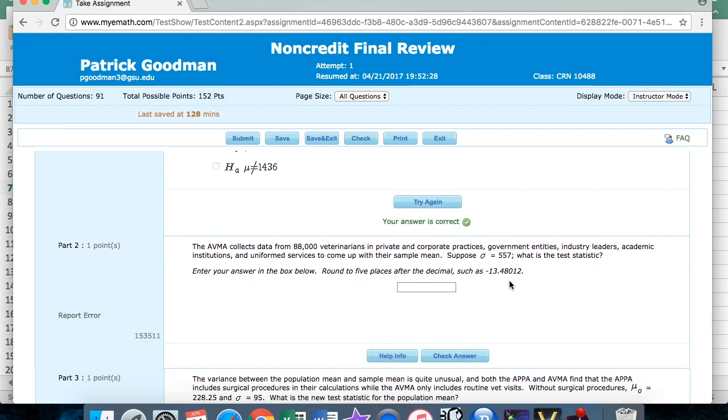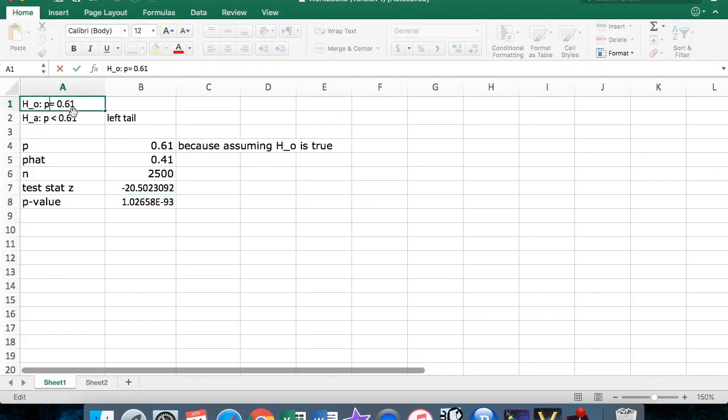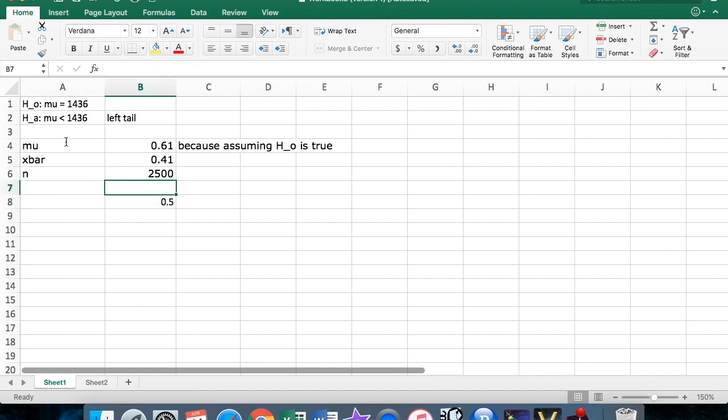So this would be my two hypotheses. Okay? So now we're going to find the test statistic. They give us our population standard deviation, so let's go back to this. So now it's a mean problem. Mu is equal to 1436, and then we say mu is less than 1436. A left-tailed test. Okay, this is my mean, mu. Now this is my x bar, my sample mean, my n, and then my test statistic. Can't do these right away. We have one more bit of information we need, which is the standard deviation.